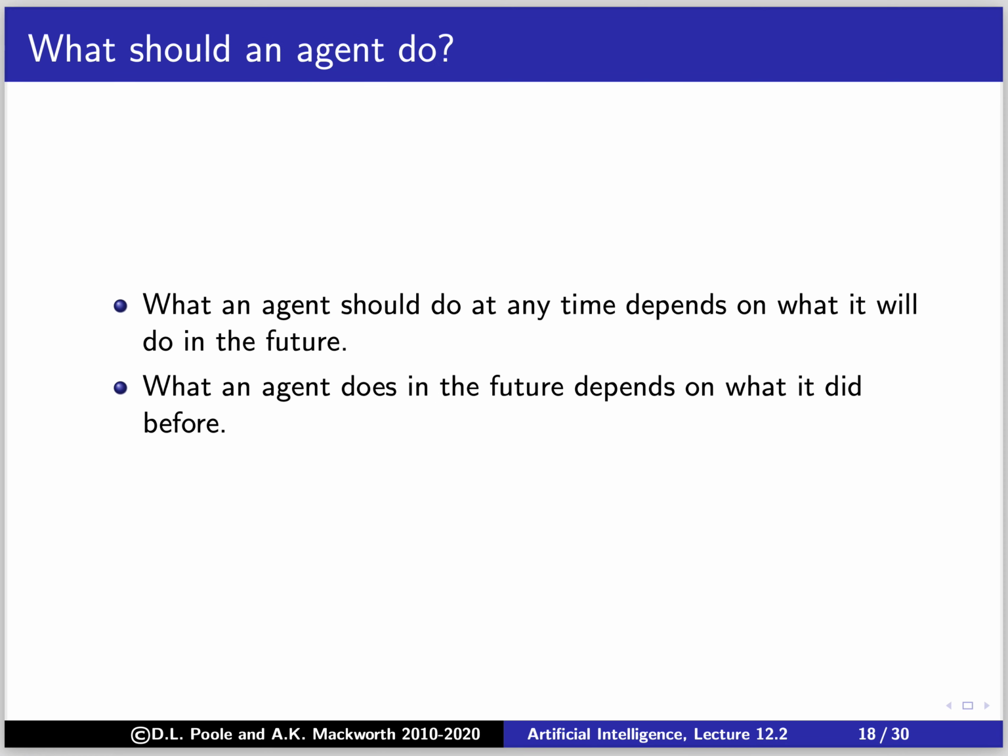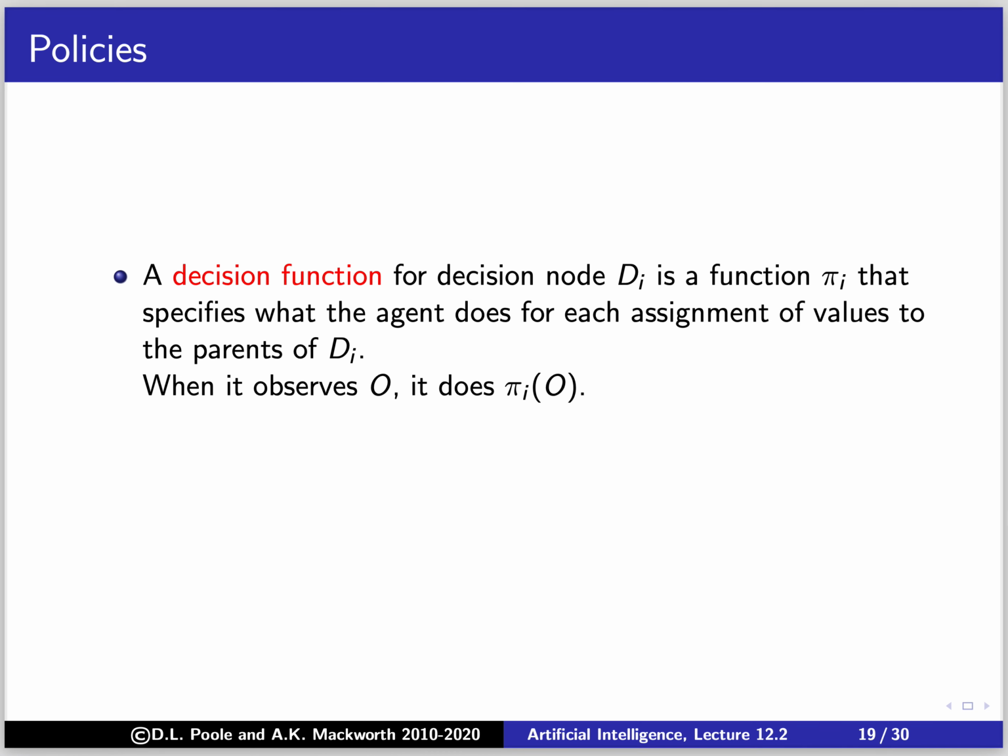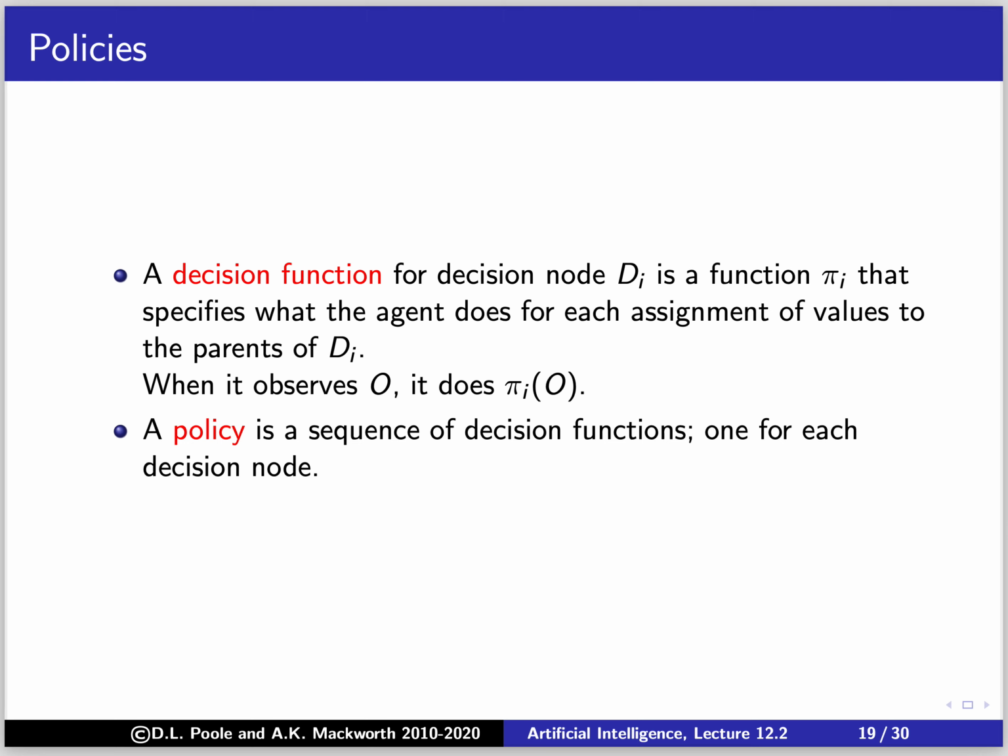Okay. So now what should the agent do? What the agent should do at any time depends on what it will do in the future, and what the agent does in the future depends on what it did before. Now we're going to define a decision function for a decision node Di as a function that specifies what the agent should do for each assignment of values to the parents. So when it observes an observation O, it does pi of O, a function of the observation. That's for each decision i, so there's a separate decision function for each. And a policy is just a sequence of decision functions, one for each decision node.